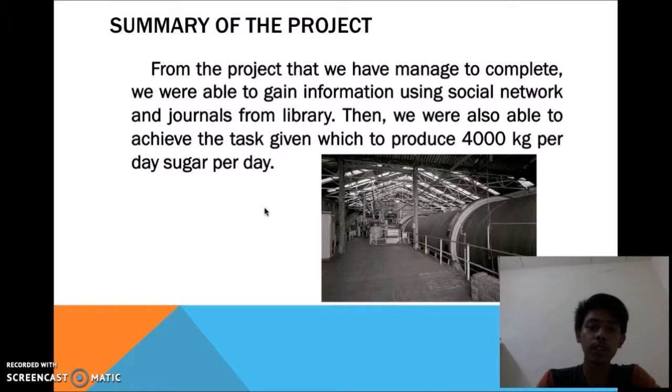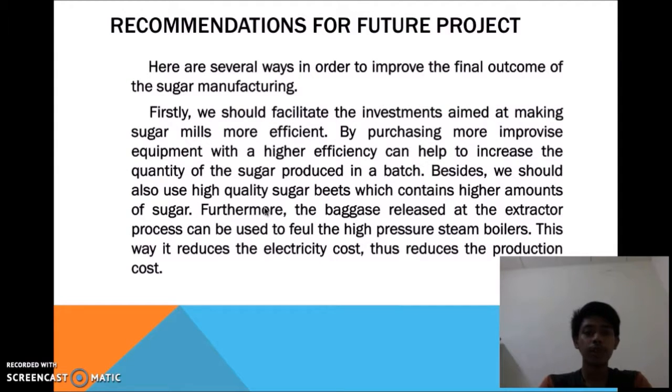From the project that we have managed to complete, we were able to gain information using social networks and journals from the library. And then we were also able to achieve the task given, which is to produce 4,000 kg of sugar per day. And this is the recommendation for future projects.